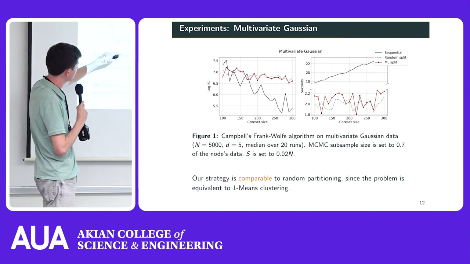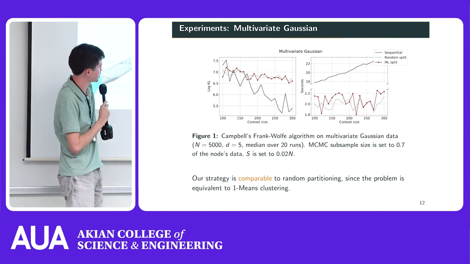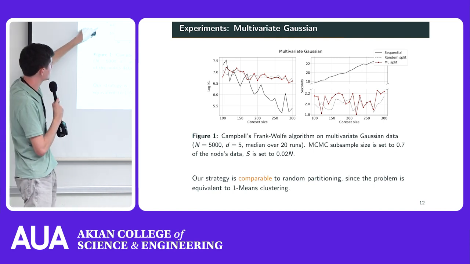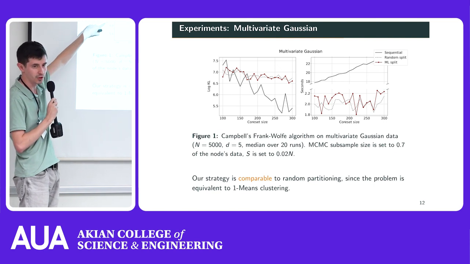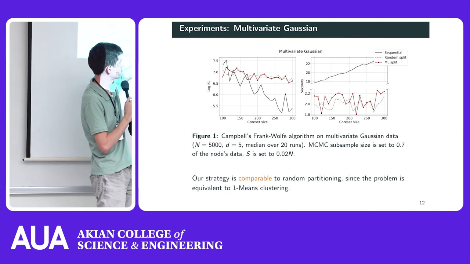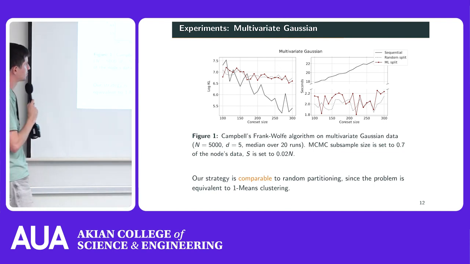And we present two plots. First of all, on the x-axis, we increase the size of a coreset. And on the y-axis, we compute the KL divergence, so the distance, the smaller the better. And on the second plot, we represent time computed in seconds here.